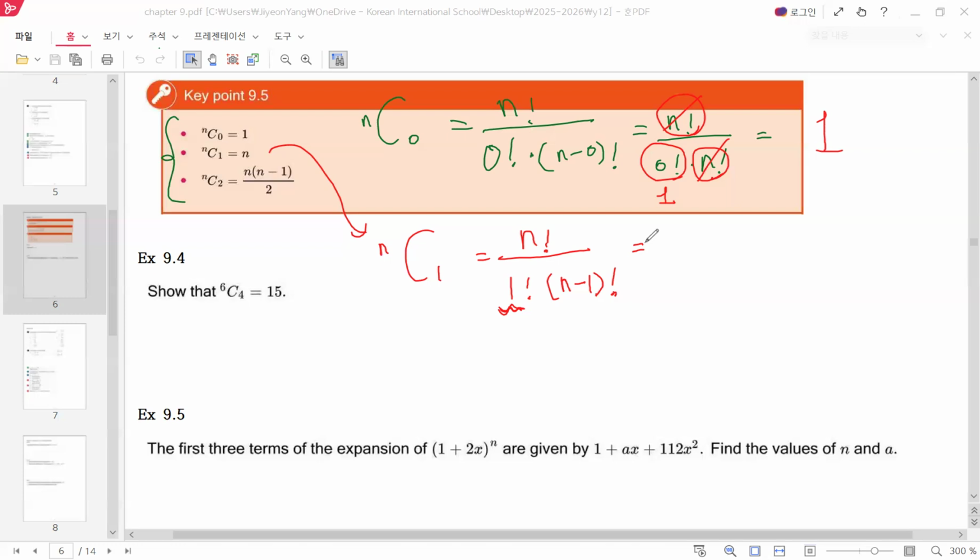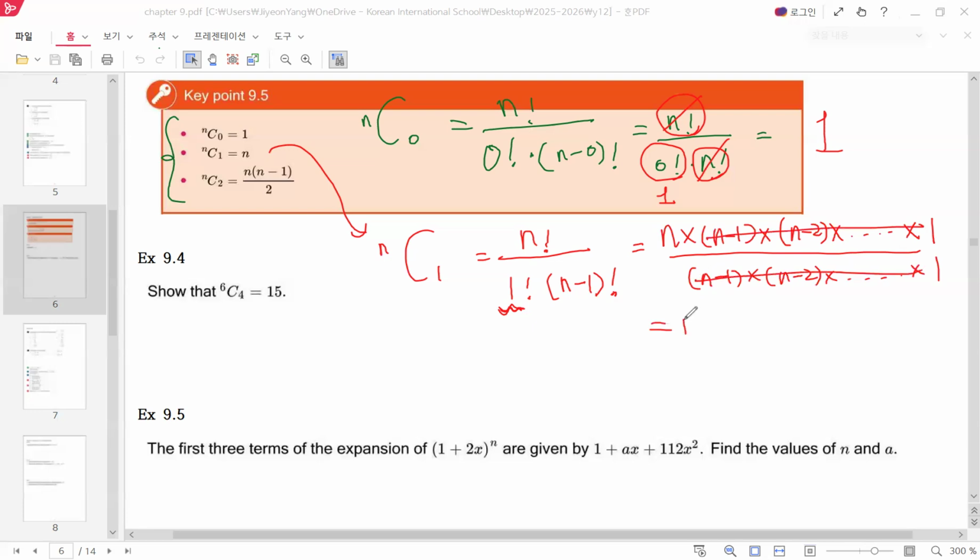Can you see that the same numbers are repeated here? Okay, so you can cancel everything, and then what is left here is only n. Since this one is n times n minus 1 times, subtract 1 each until it reaches 1, and here n minus 1 times n minus 2 times dot dot dot 2 1, then cancel everything, then n. So therefore n combination 1 equals n.